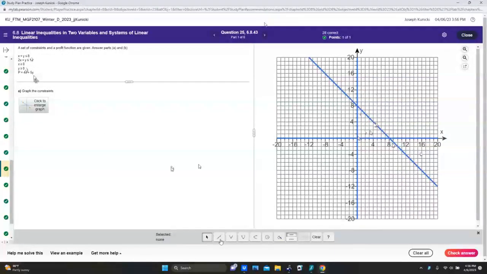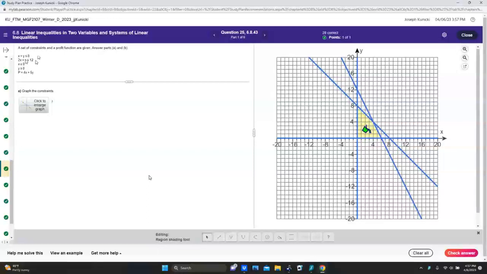Now for my second line, or my second inequality, it's also solid. 2x plus y equals 12. Well, I can use the intercepts. When x is 0, y is 12. And when y is 0, x is 6. And once again, for the yellow line, if I just put in 0, 0, I get a true statement. So we're to the left of the yellow line, which means now we're in this region right here. So that's our feasible region where the yellow is.